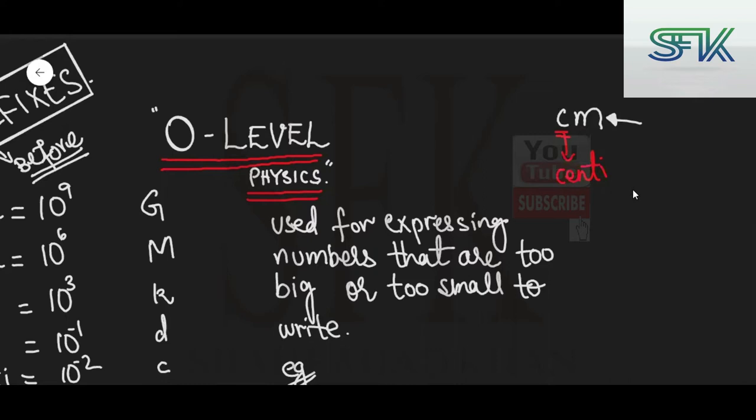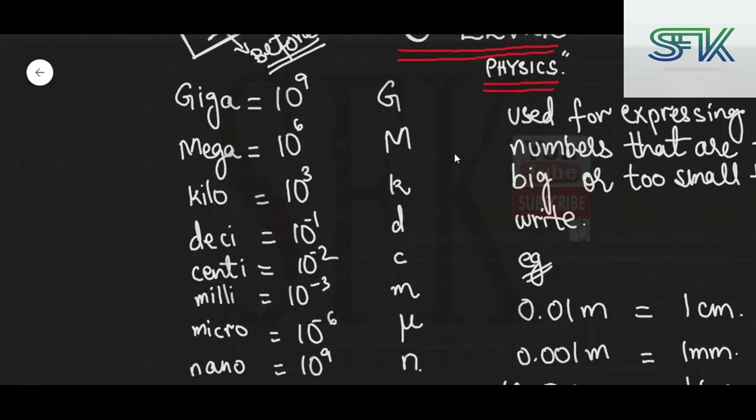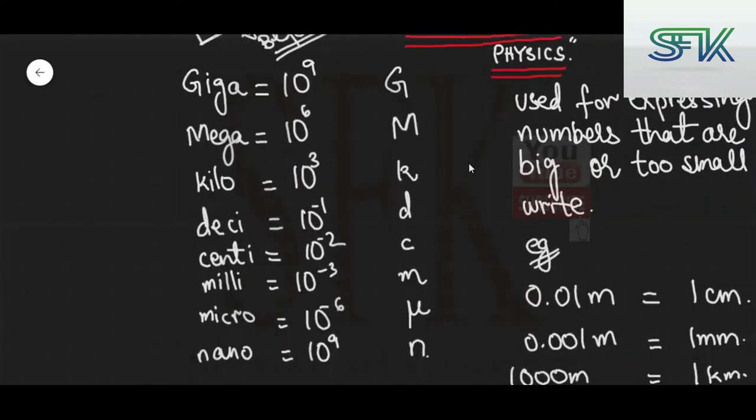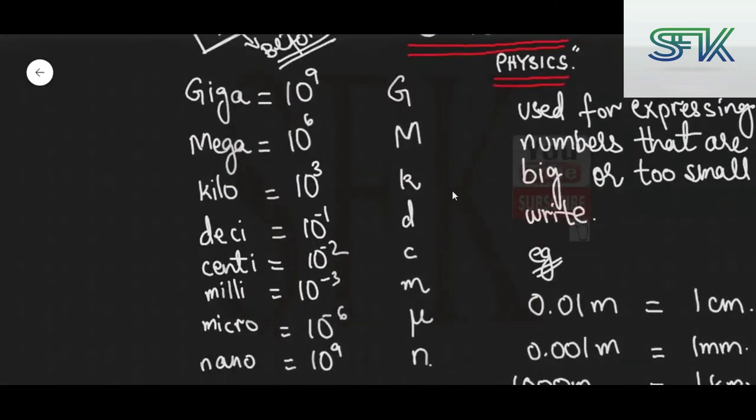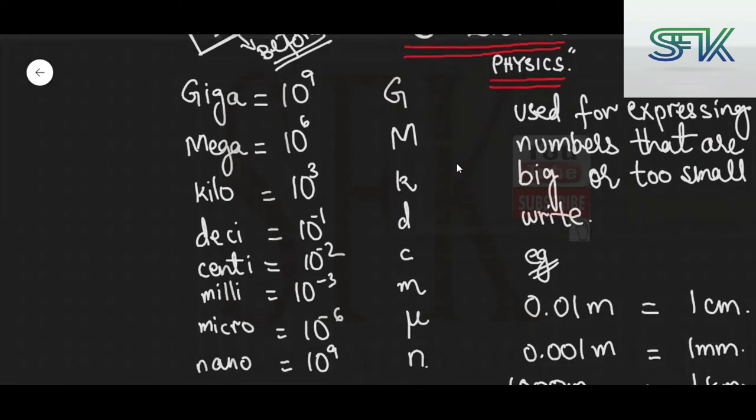For example, you must have heard about kilograms. Kilograms itself is an SI unit. In kilograms, this kilo, the K, is a prefix itself. But kilograms as a whole is an SI unit. Now, let's look at a few examples of prefixes that we'll be using throughout our O-level physics and even in our A-level physics when you move on to it. So these are actually very important to understand.